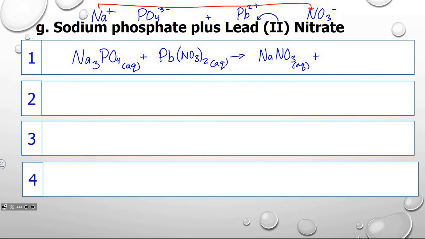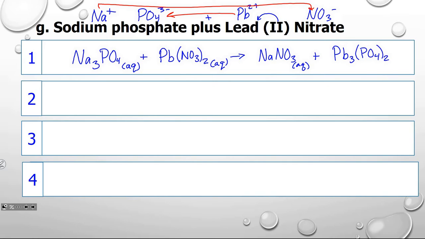Plus, we have the I, insides, lead and phosphate. Now, be careful. Make sure you're always writing the positive first. We have a +2 and a -3. So I've got to go with what the common factor is here, right? Which is 6. So I'm going to need 3 leads to go with 2 phosphates. Since phosphate's a group, I put it in parentheses.